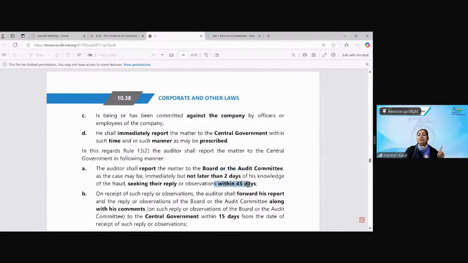And within how many days are they expected to reply back to you? Seeking a reply on this observation within 45 days. So what will happen? Mr. A, the auditor, found while checking the books of accounts that an officer is committing a fraud worth more than rupees 1 crore. He will immediately report it to the central government and also to the board and the audit committee.